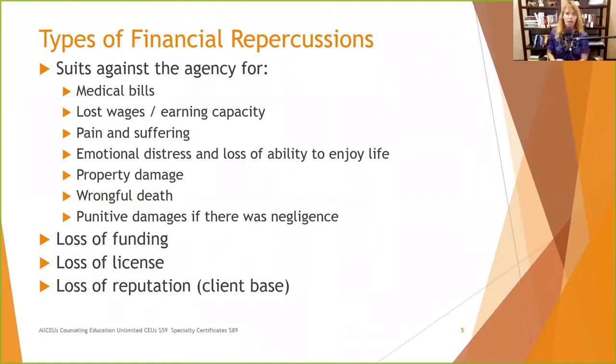But anyway, loss of reputation: people are going to be more likely, if they're unhappy with you for some reason, to go online, to go out and make complaints and be very vocal about it. So it's important to guard against your reputation as much as possible. You're going to have unhappy clients. That's just the way it is.